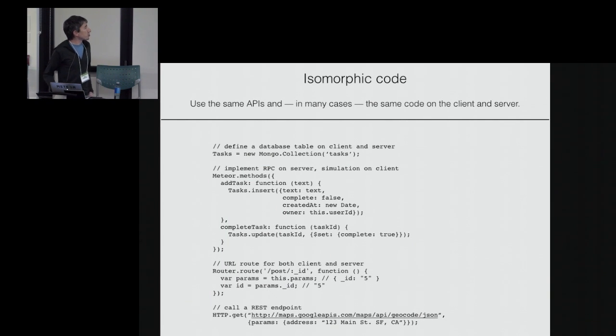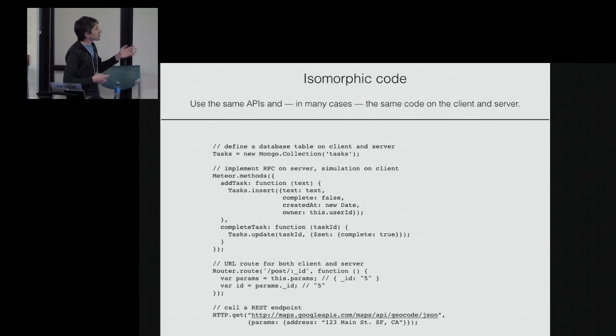So here's an example of isomorphic code. This is all pulled from different Meteor projects I had floating around, and everything you see on the screen runs in the browser, runs inside a phone, and runs in the cloud in my server environment. So for example, my database API, where I define a Mongo collection and then do an insert or an update against that, those things can run everywhere. So I can share my model code.